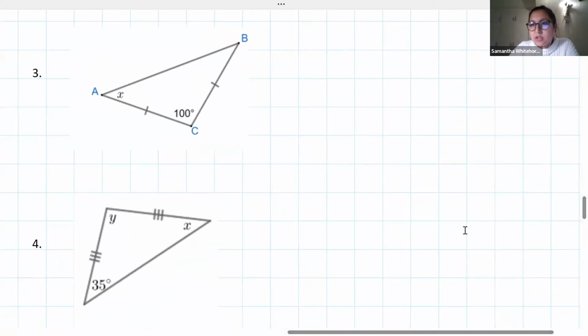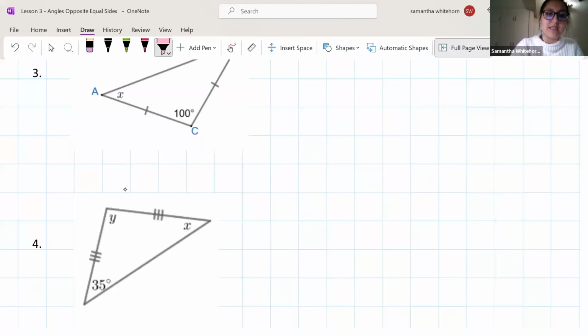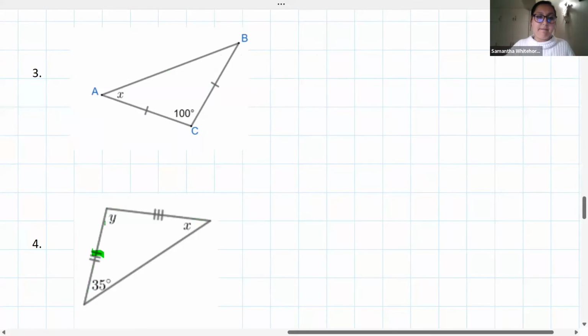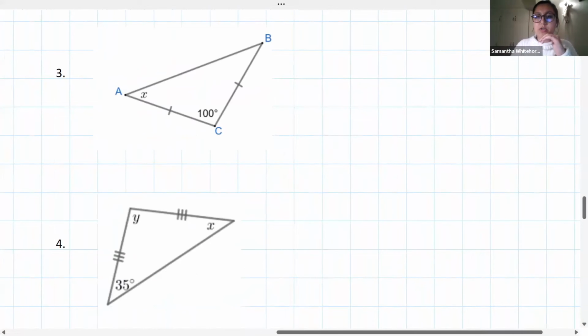So guys, just to go back to what Lubanzi had asked, in question 4, I now have 3 strike marks on the line. It doesn't change the fact though, that it's telling me that this side is equal to that side. Anytime you see strikes or lines on a side, it means that they're equal.